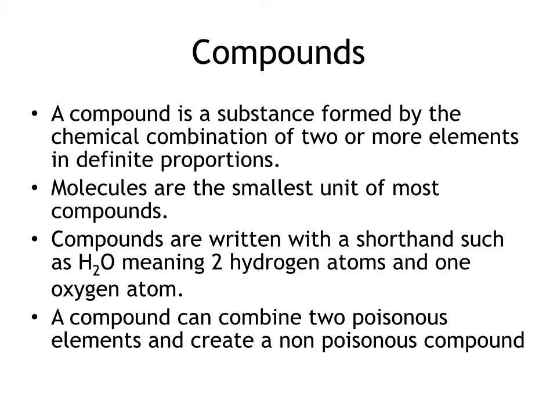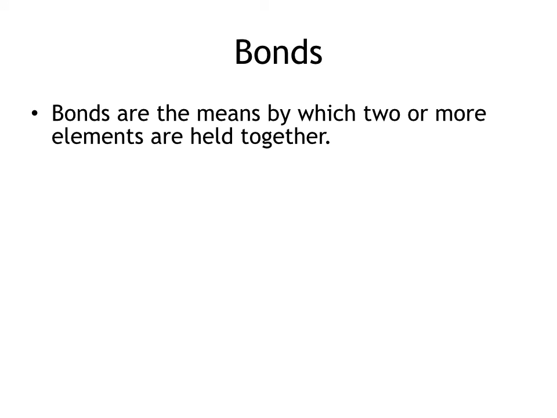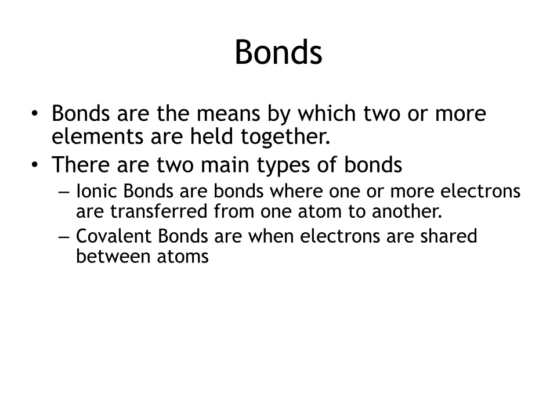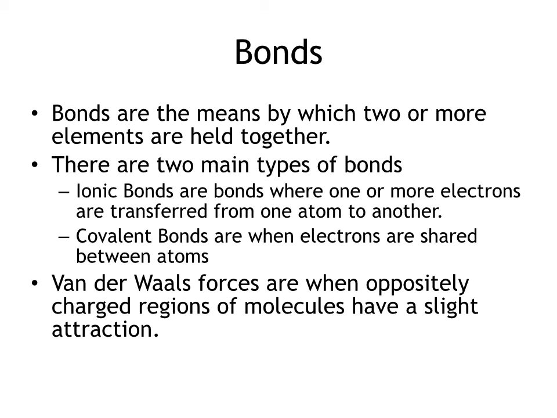Like I said before, NaCl, table salt, comes together and we use it. Whereas chlorine, we know, is a cleaning supply, and if you eat chlorine, it's going to kill you. So bonds are a means by which two or more elements are held together. The two main types of bonds are ionic bonds, where one or more electrons are transferred from one atom to another, and covalent bonds, when electrons are shared between atoms. Van der Waals forces are when oppositely charged regions of a molecule have a slight attraction.